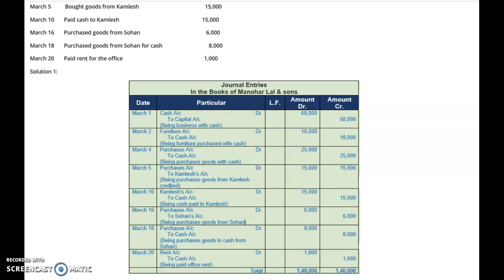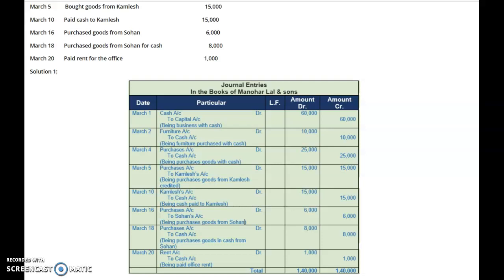Credit the giver. Purchases means our goods, our stock, our inventory. It is our asset, so we apply the rule of real account: debit what comes in. So the purchases account is to be debited here. From whom were the purchases made? They have been made from Sohan. So Sohan's account will be credited here.